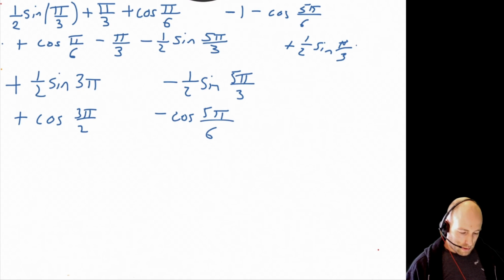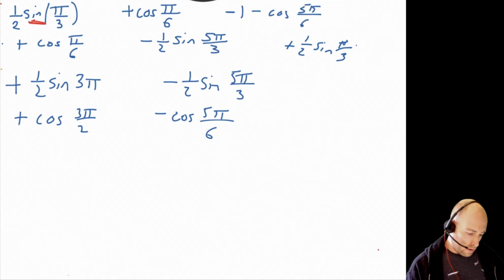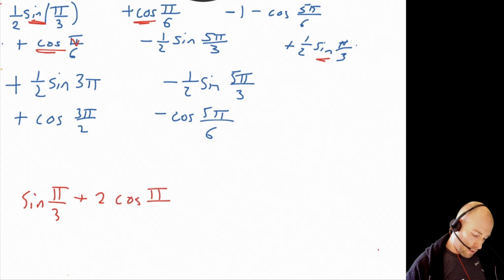Is there anything else you guys can see that cancels? Oh yeah, pi by 3, minus pi by 3 there. No, the rest doesn't cancel, but we can kind of simplify it. We've got half sine pi by 3 there, and another half sine pi by 3 there, so that's going to be sine pi by 3. Cos pi by 6, another cos pi by 6, so that's going to be plus 2 cos pi by 6.